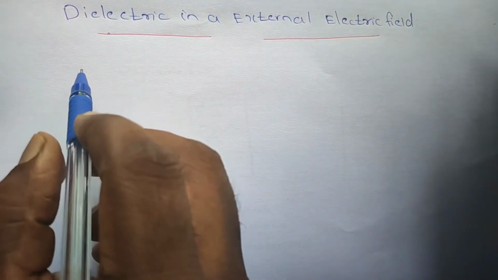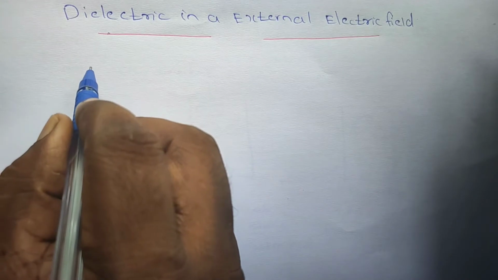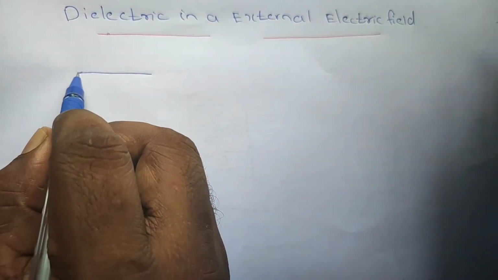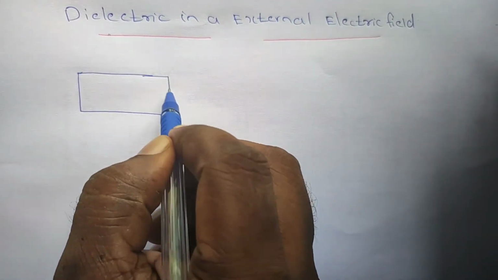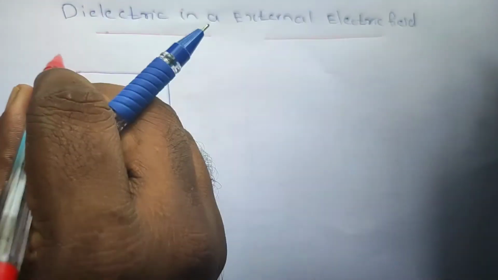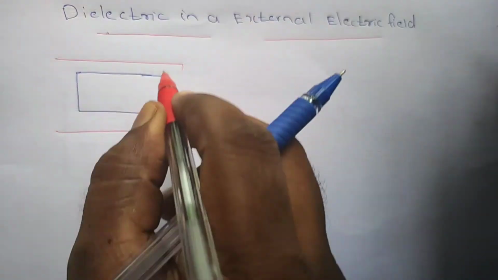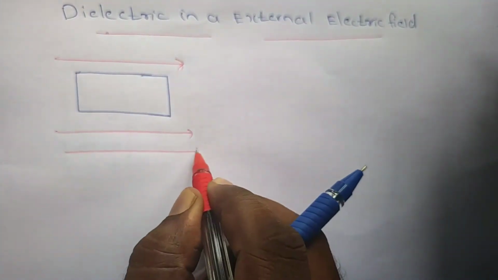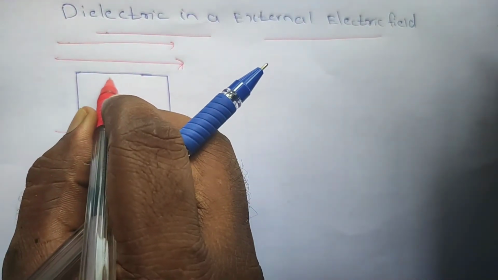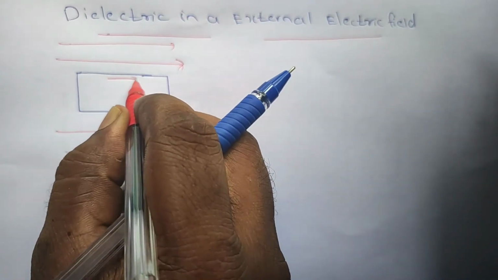In the case of a conductor, what will happen? An external electric field is applied. I am going to consider a conductor, and the external electric field is applied in this direction.